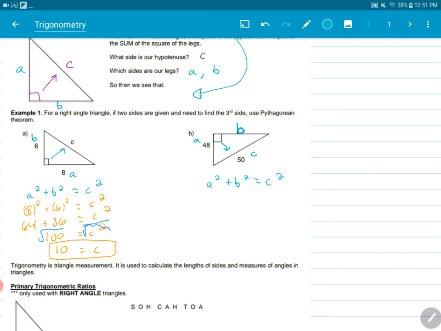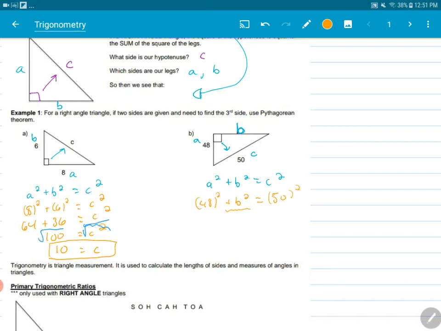So when you fill in the things that you know, we know we have 48 squared plus B squared, because B is actually the thing we don't know, so we're going to leave it as just B. And 50 squared goes on the other side of the equal sign. So remember that your goal is trying to get this thing by itself. So I'm going to let you try it on your own, and then you can check the answers to see if you got it right for what the length of B is.